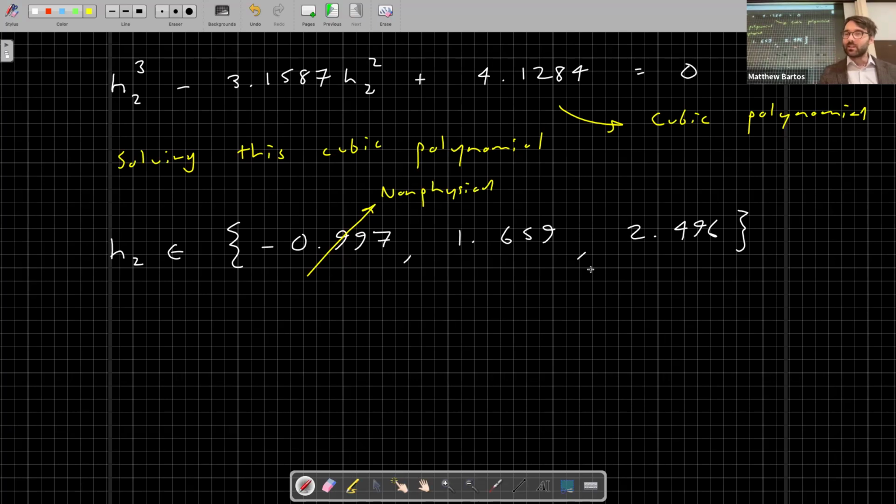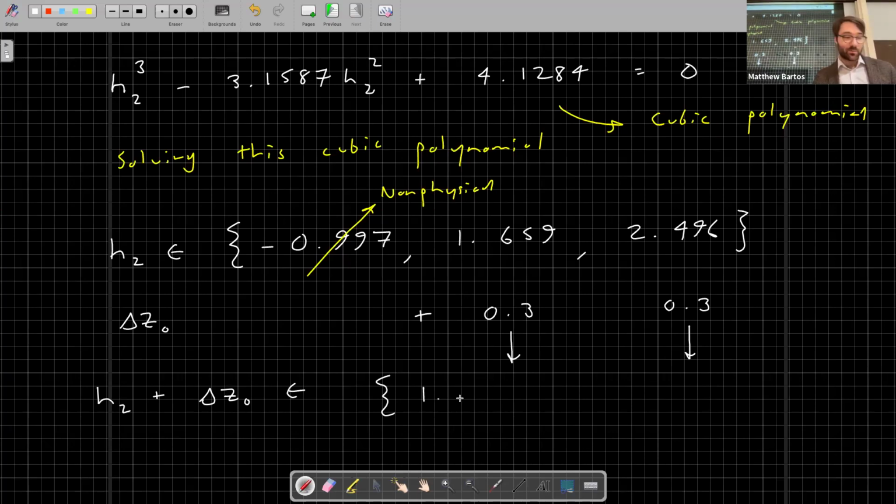So let's go ahead and just see what we get when we add the bottom height of the bump. So I'm going to add 0.3 to each of these. So this is delta Z naught. And what I'll end up with is H2 plus delta Z naught is equal to one of the following, either 1.959 meters or 2.796 meters.